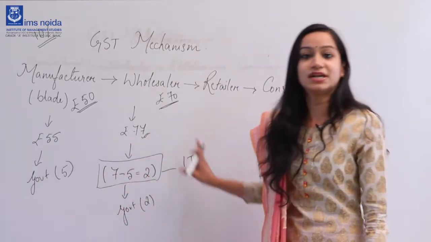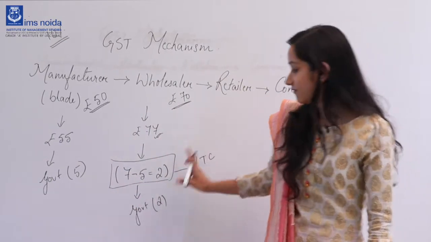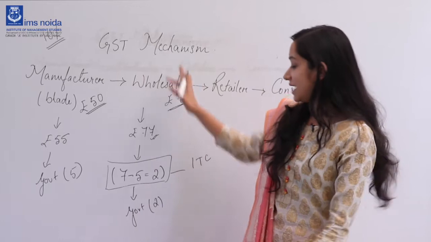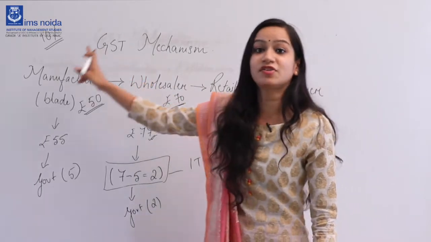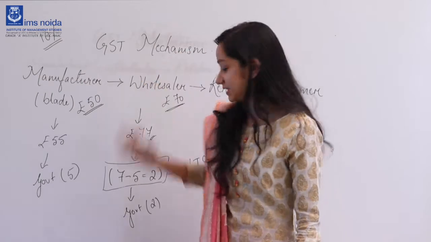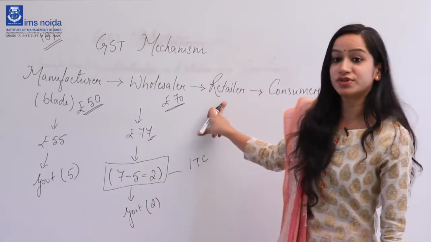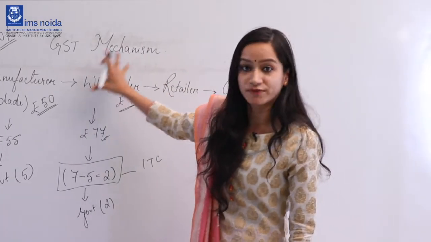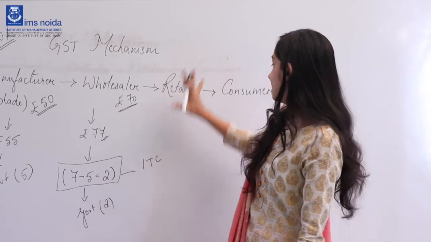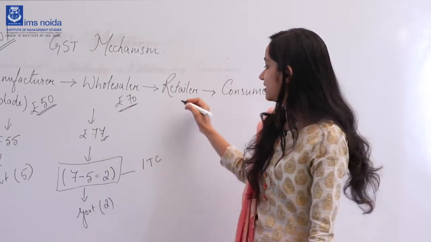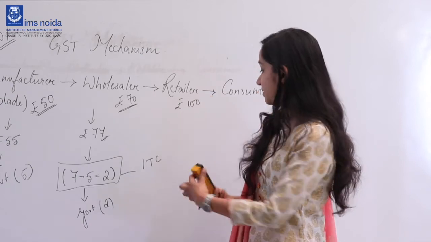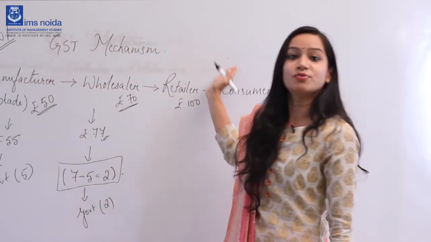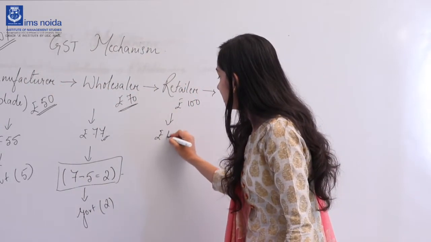This is very important. This is known as input tax credit, where output tax is the tax which is received by the seller, and input tax is the tax which the seller has paid when he purchased the product. Now, coming to the retailer, again the retailer will do certain addition to the product which he has bought from the wholesaler, and after that he will sell it to the consumer. Suppose he is selling it at the rate of rupees 100. GST rate being 10%, the consumer will be paying rupees 110.